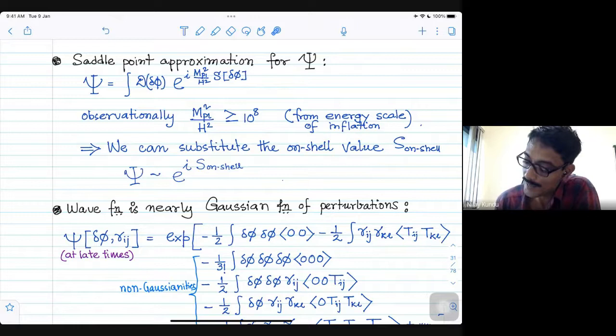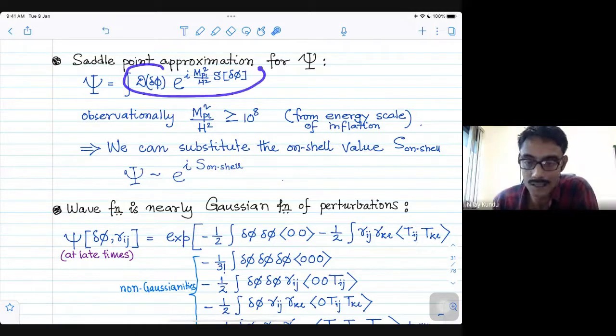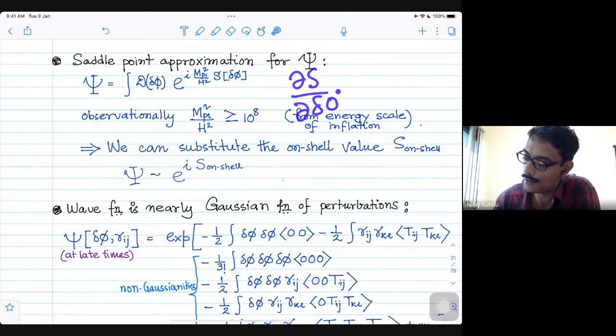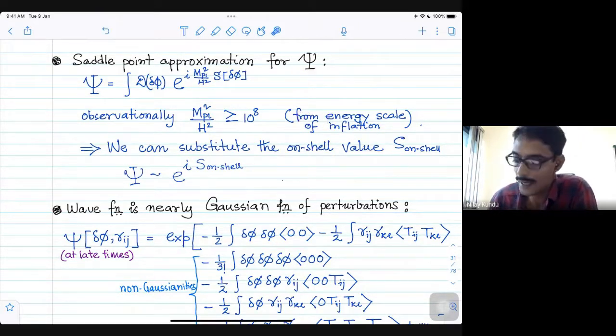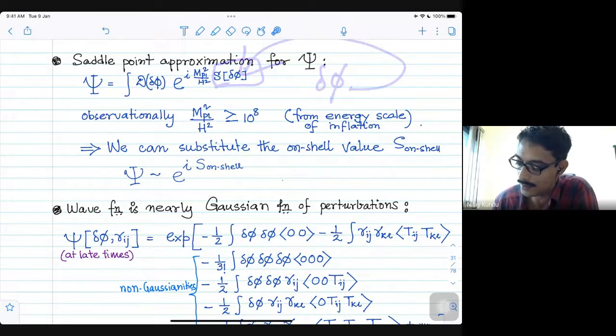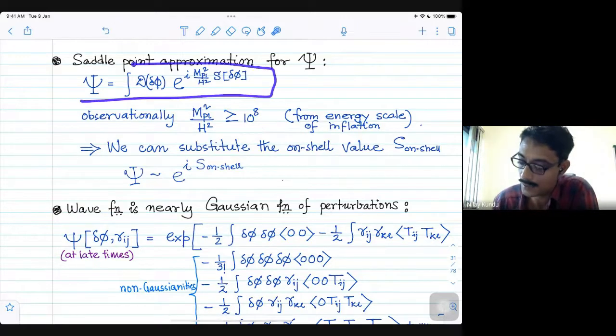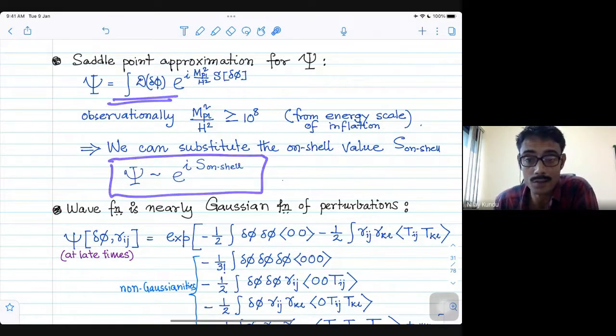So I can use the saddle point approximation, where this integration will be dominated by the on-shell action. I can minimize this, setting delta S over delta phi to 0, solve for the equations of delta phi that we can obtain from this action, and then substitute it back in the action, and that's what this on-shell action computes. With this fact, I can effectively approximate this wave function path integral by something like this saddle point approximation.